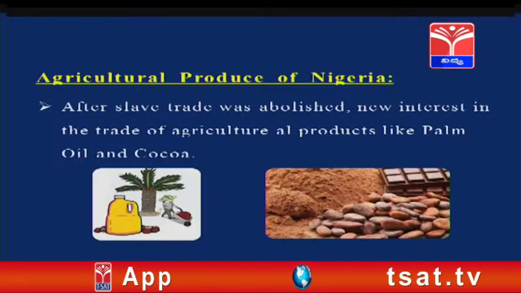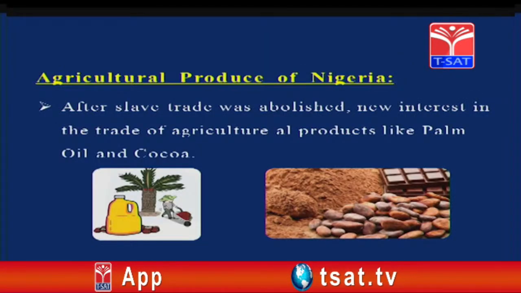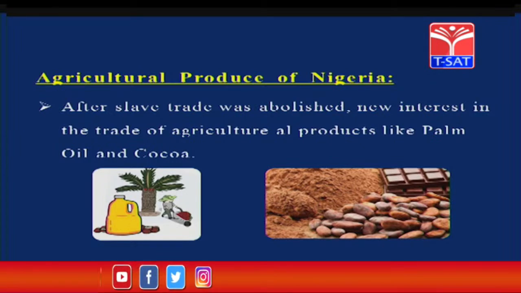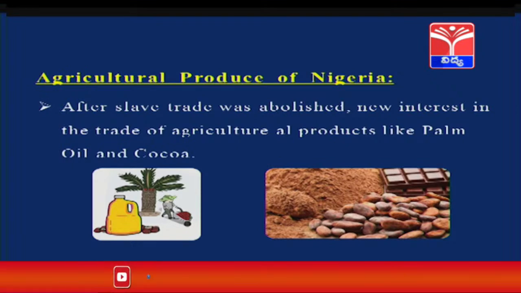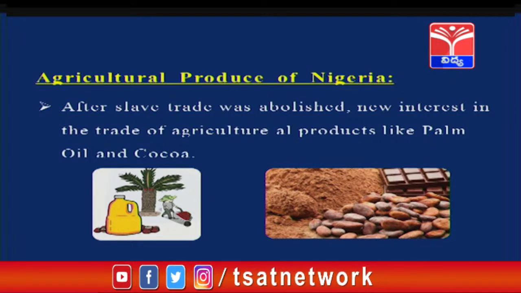So, after the slave trade was abolished, the new interest in Nigeria for the colonial powers was regions of petroleum. After the slave trade was abolished, new interest in the trade of agricultural products like palm oil and cocoa. Children, you know palm oil, which is used even in our daily cooking, and also cocoa. Children, do you know what cocoa is used for?